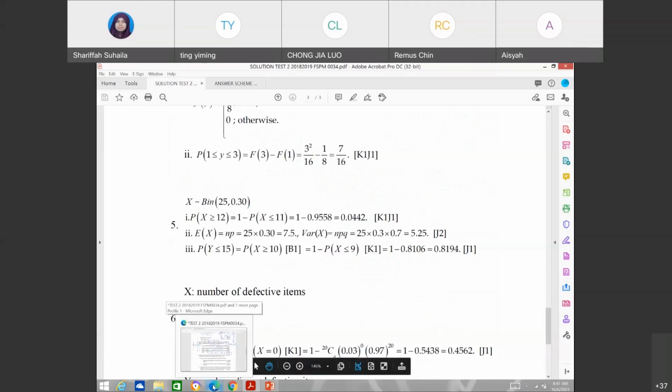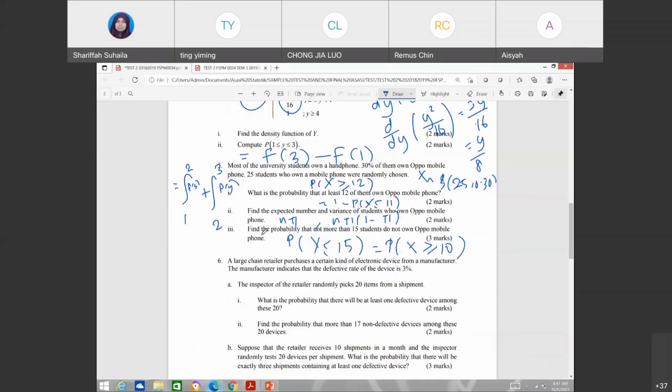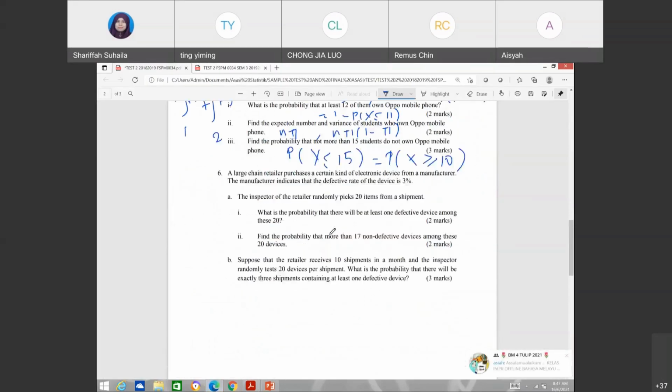So the next one, the last one: a large chain retailer purchases a certain kind of electronic device from a manufacturer, and the manufacturer indicates that the defective rate is 3%. Okay, kita dah ada probability dia. This one is two parts of question. So again, the first one, the inspector of the retailer randomly picks 20 items from a shipment. So what is the probability that there will be at least one defective device? Item lah, maksud one defective item tu among these 20. So again, number of defective.